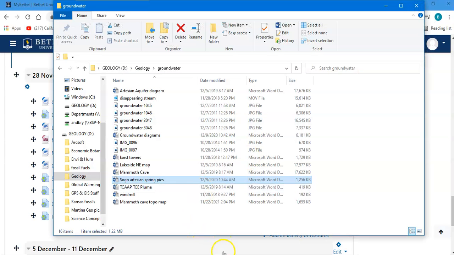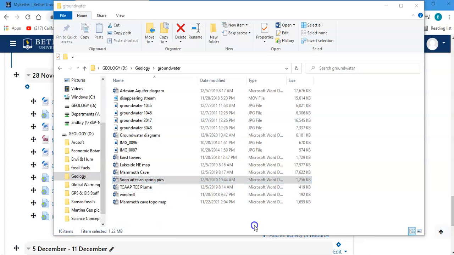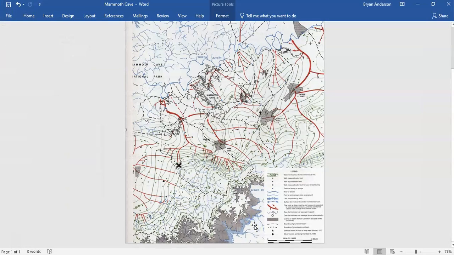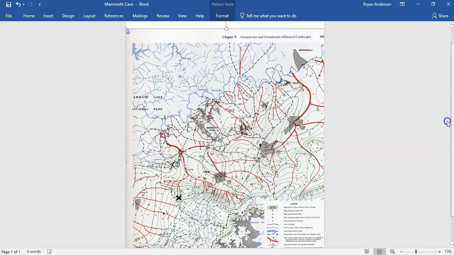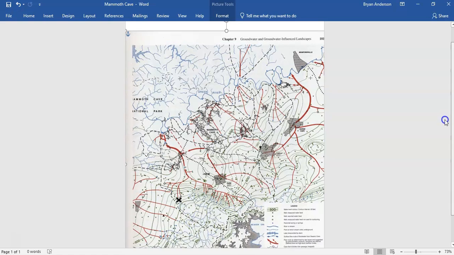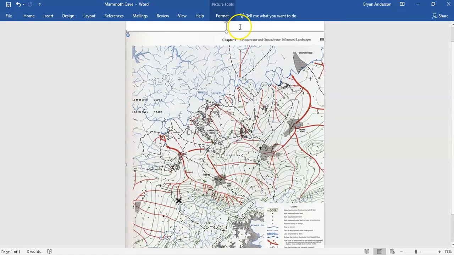Okay, the next set of questions revolve around this map right here. I think somewhere on it I might have labeled figure 910. It's actually from a previous lab manual. This is the correct map, so don't worry about that.